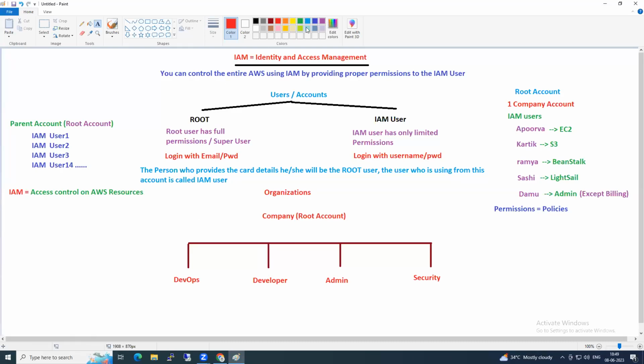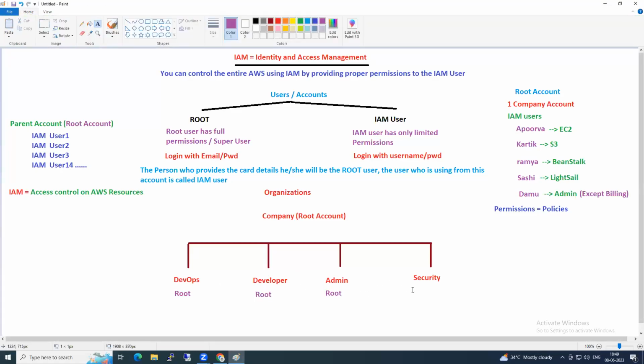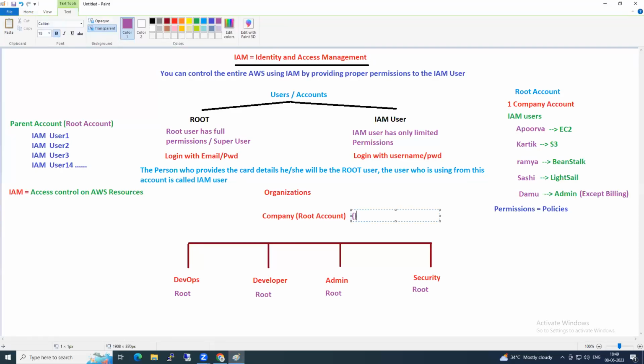Now, can I say that, hey, DevOps team, please handle your own root account? Yes. So DevOps can have their own root account, developers can have their own root account, and every department can have their root account, and they can manage by themselves. And finally, at the end of the day, all their billings will come to where? To the main account. So can I call this a management account? Yes, this is a management account.